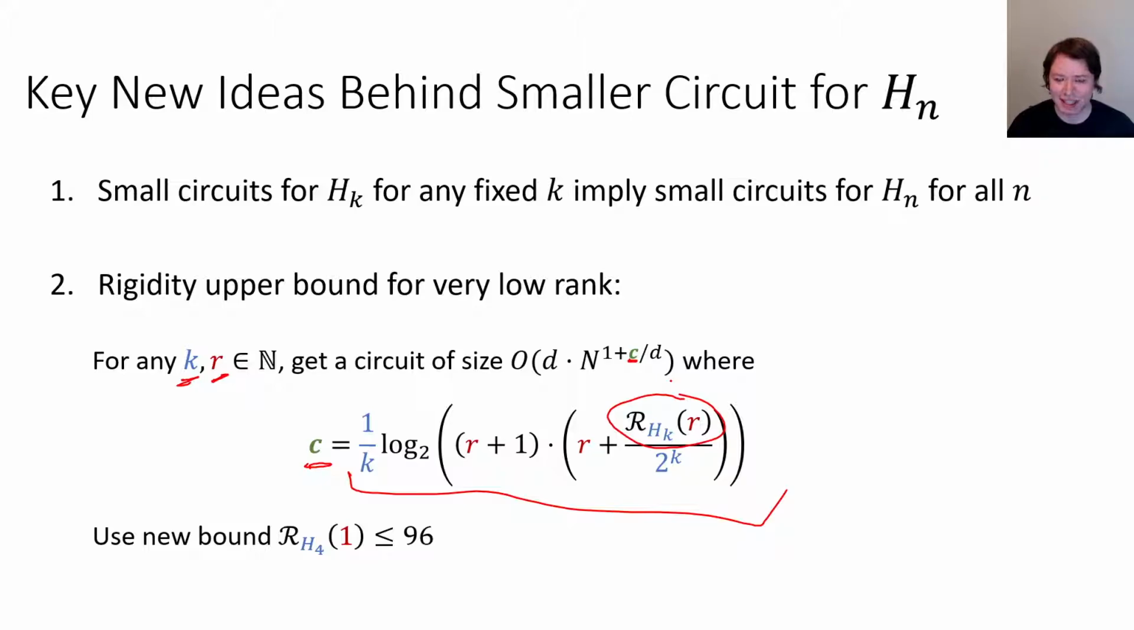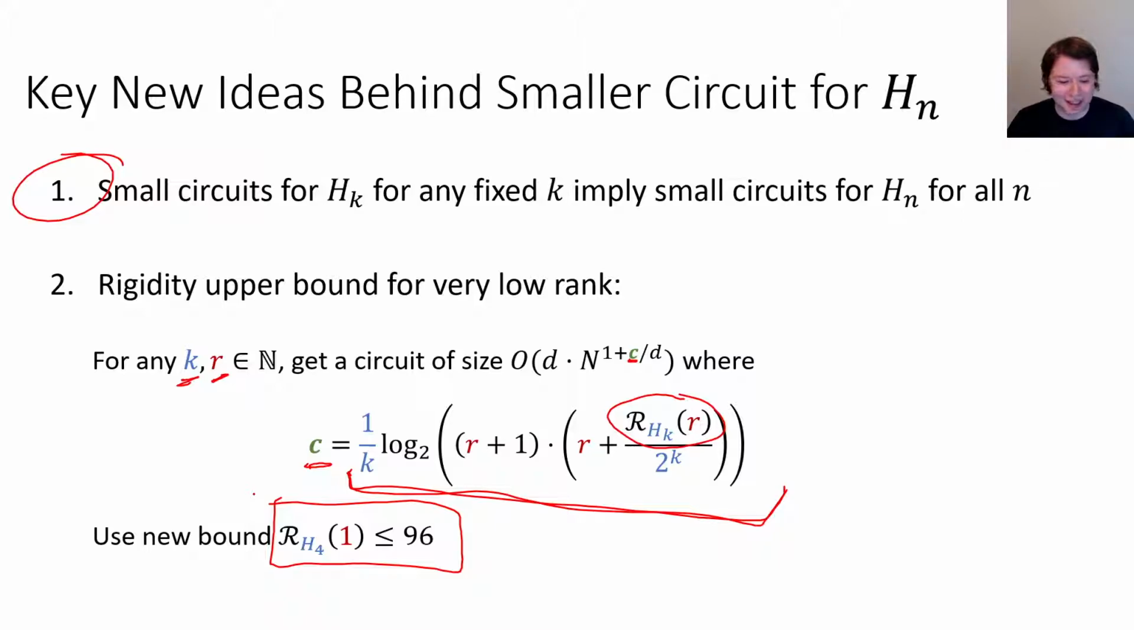So this construction basically comes from the idea I mentioned before, where rigidity upper bounds can give depth 2 circuit upper bounds, combined with this first idea of using the particular small circuit for a fixed matrix to design small circuits for all increasingly larger matrices. And in fact, the rigidity upper bound we end up plugging in is not the one I told you about before, but a new upper bound showing that for the 16 by 16 Walsh-Hadamard transform, its rank 1 rigidity is at most 96. So we prove this new rigidity upper bound and plug it into this construction to give a new circuit upper bound for the Walsh-Hadamard transform.